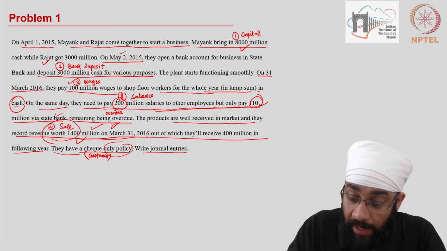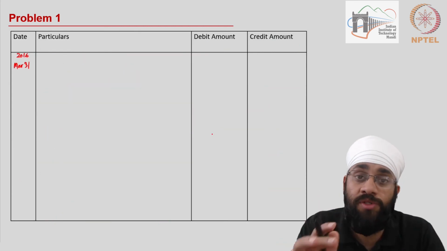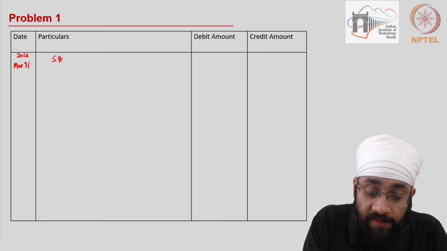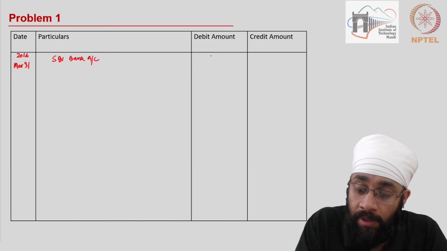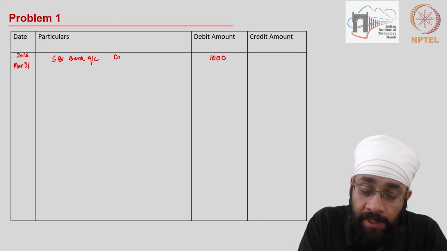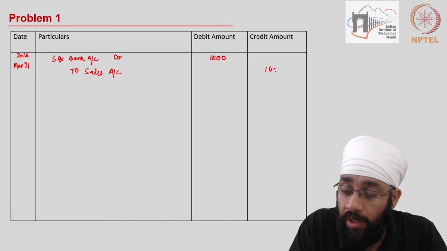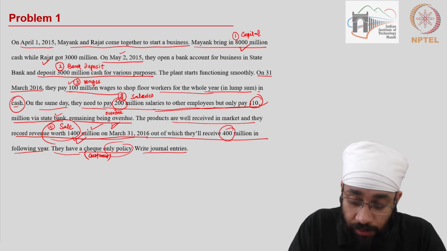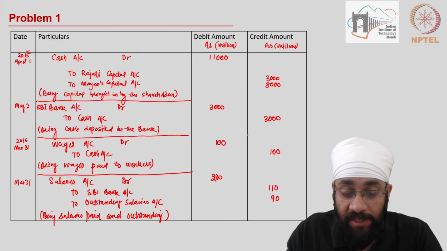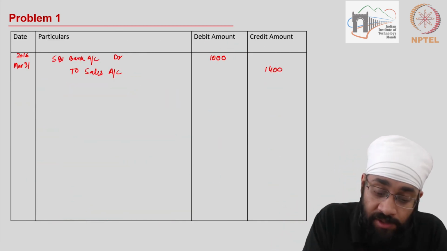1400 is the revenue, and you receive 400 million in the following years, which means 1000 is what you receive right now. So you're going to receive money in SBI bank account, 1000 debit to sales account, which is 1400. 1400 is total sale. 400 will be received in the next year. When you have to receive it, recover it, it's your debtors. So you're going to write debtors.